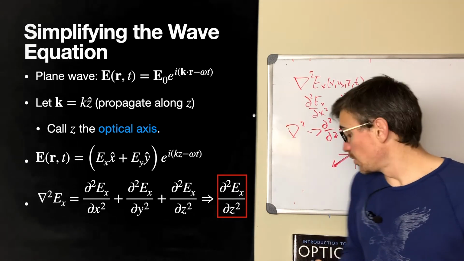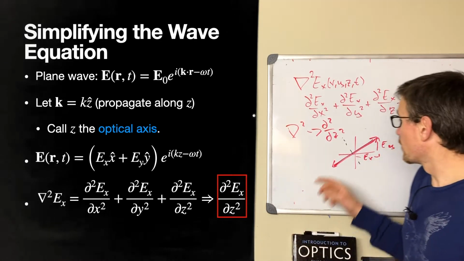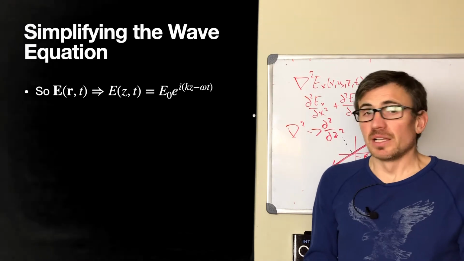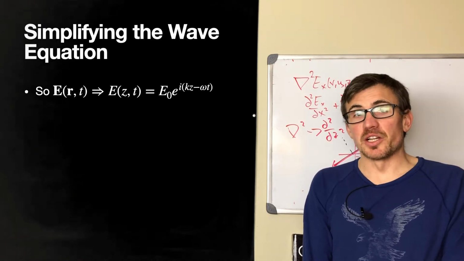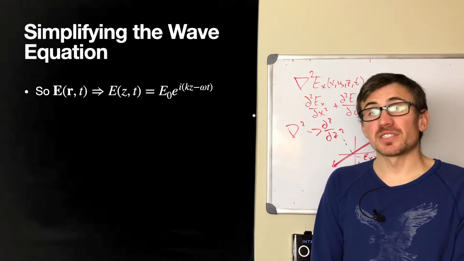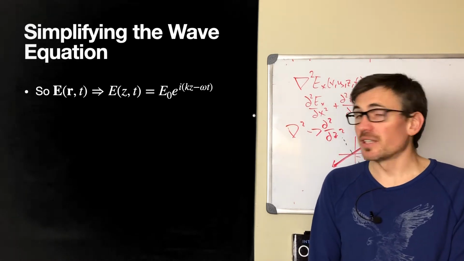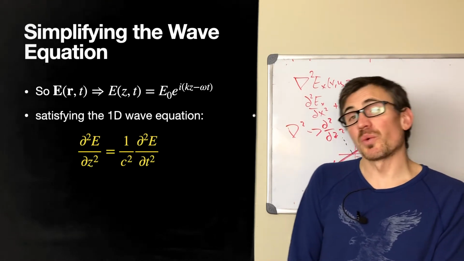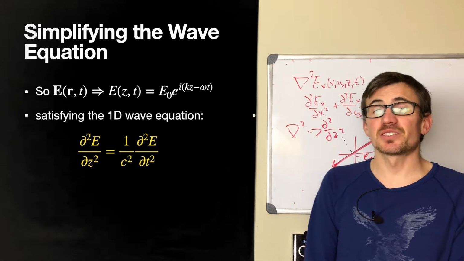This will allow us to completely neglect the vector character of light. And now what do we have? We have a scalar equation. So if you look at what we've got here, we have our scalar function instead of a vector function, and it satisfies the one-dimensional wave equation. All right, this is great.